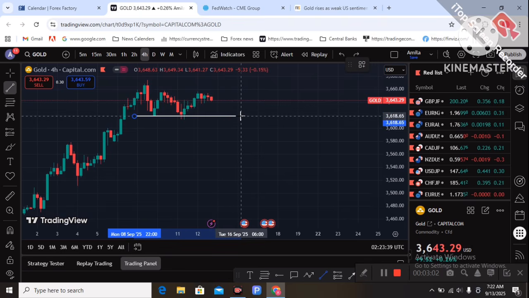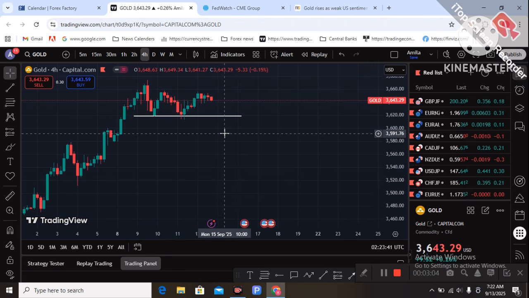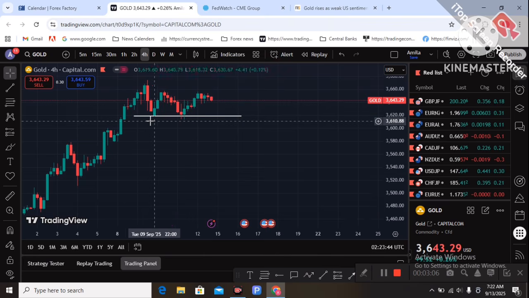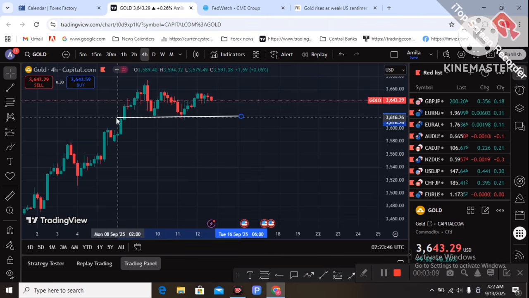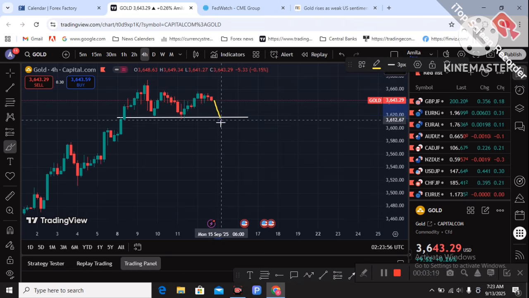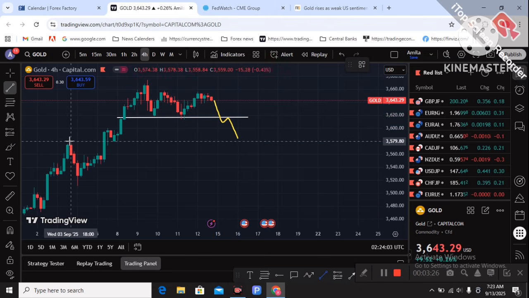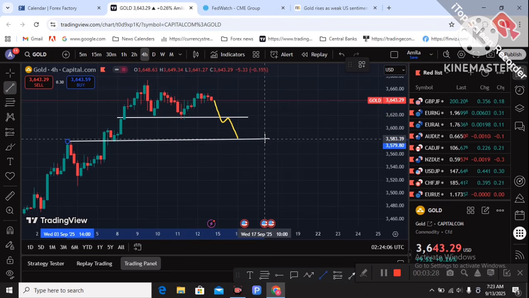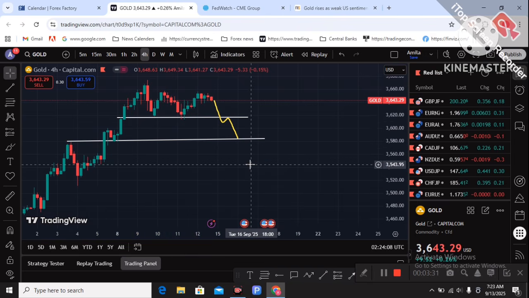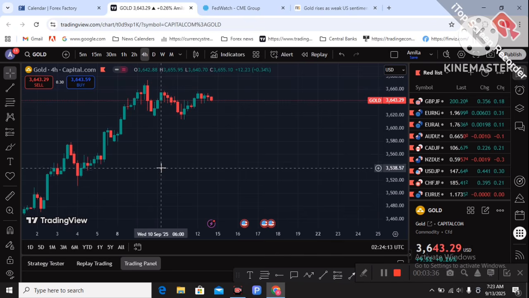Now the technical support level on the 4 hour chart. 3620 is the support level. If this level breaks out next week, that's your sell opportunity. 3580 is the next target on the technical picture for this chart, the next support level. That's what the technical picture says on the 4 hour chart.